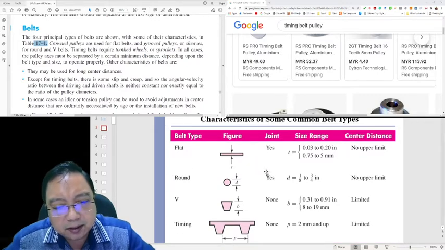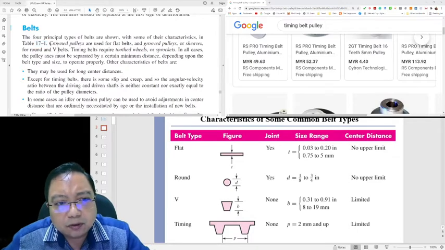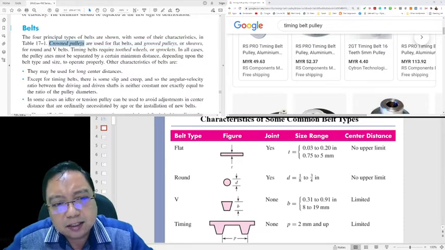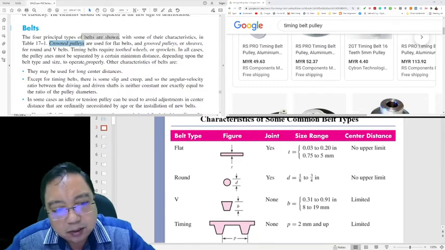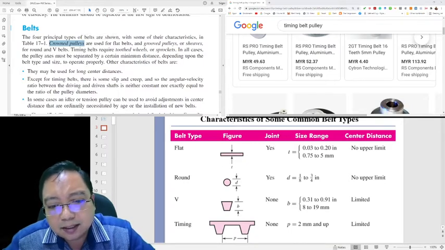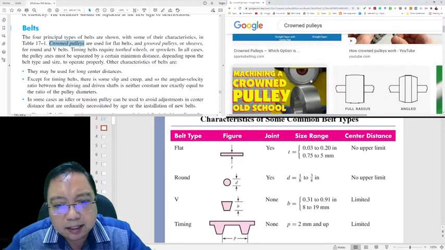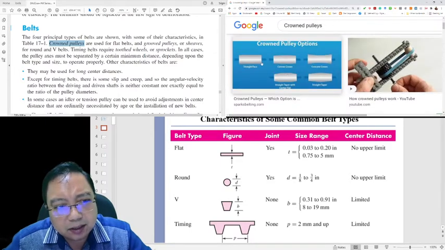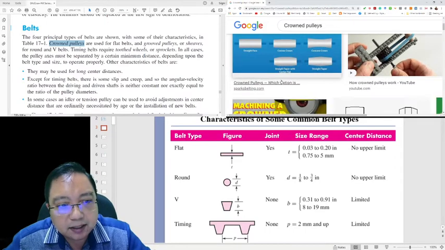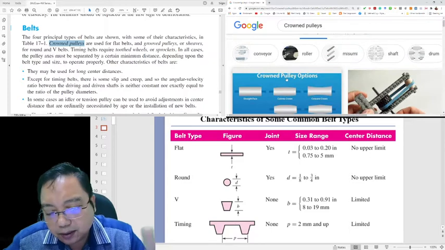The crown pulleys are used for flat belts, and grooved pulleys or sheaves for round and V belts. What are crown pulleys? This is how you learn. When you read something that you don't understand, you just Google it. Now it is easy because we have Google and everything. This is the crown pulley. They have the straight face, crown face, straight taper and everything.